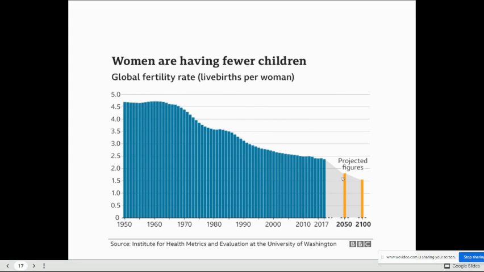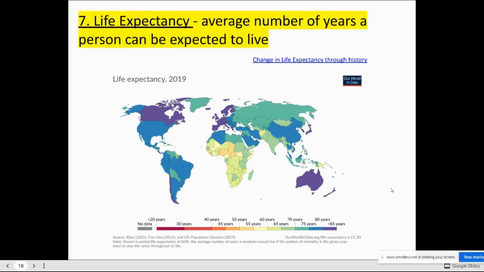The projection is that by 2050, we'll be below 2, and by 2100, it will be about 1.5 on average worldwide. So women are having way fewer children than they ever did before, and that's not just in some countries, that's in all countries of the world. Life expectancy, on the other hand, is going up. That's the average number of years a person is expected to live, and it also has a lot of regional variations. In more developed, wealthier countries with better healthcare systems, life expectancy is pretty high.